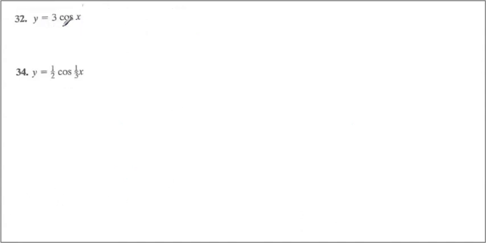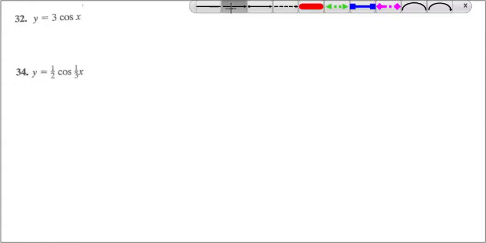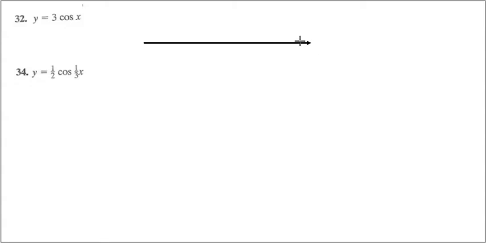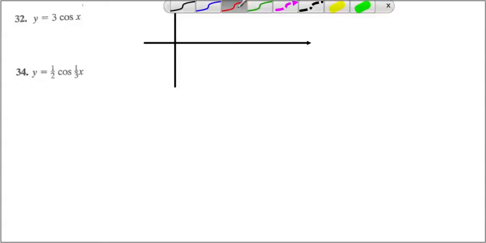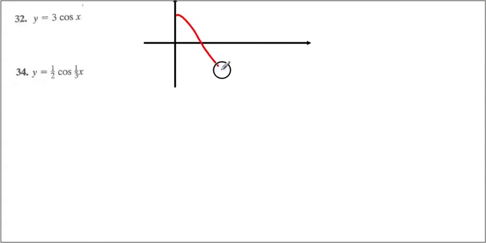y equals 3 cosine of x. 3 cosine of x is the same as cosine of x, except the highest point that we'll be getting is 3 and negative 3. We can just make this one 3 and this one negative 3, while this one is 2 pi. And this one is pi over here. How about the next one?